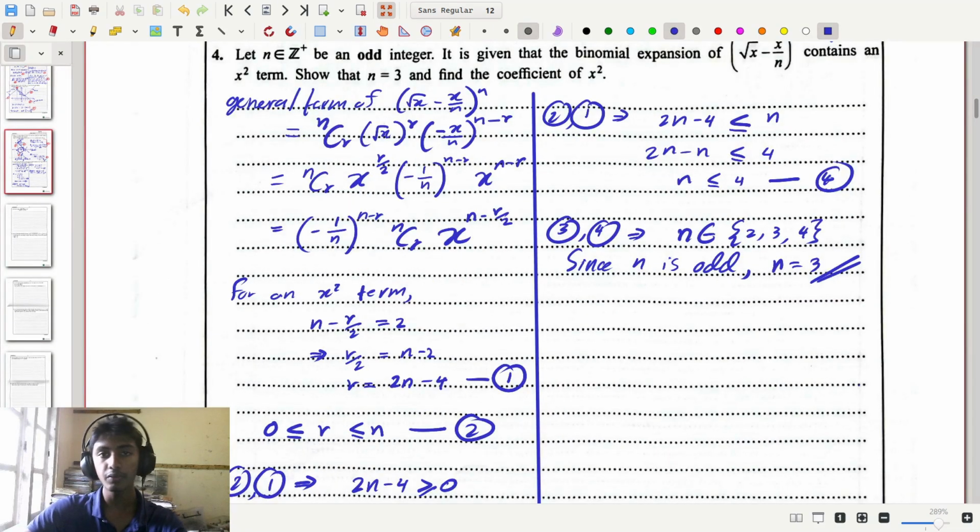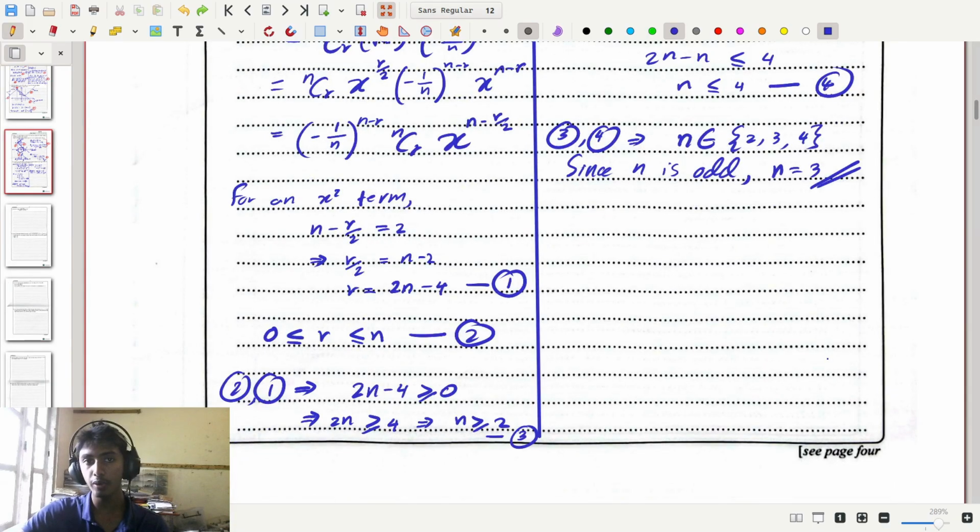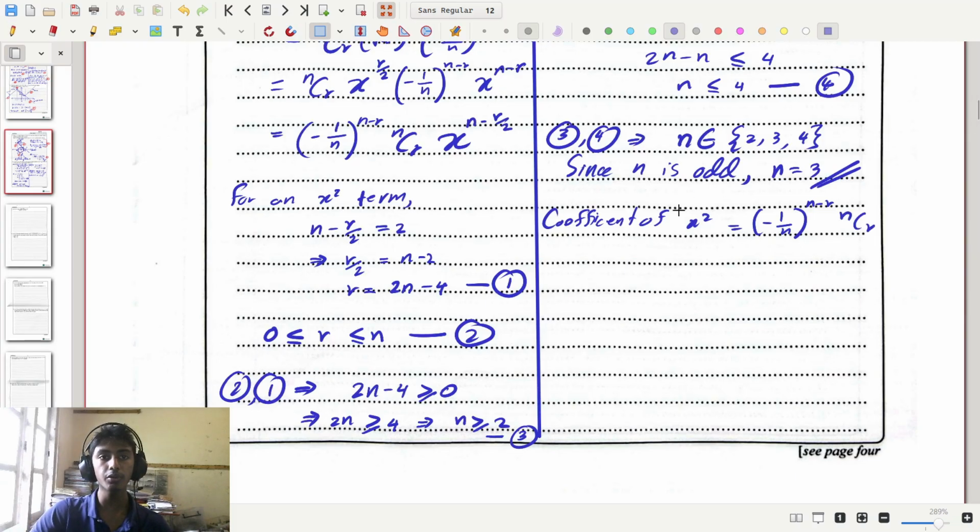Now that we've solved that, we can finally find the coefficient of x squared that they've been looking for. If we consider the coefficient of x squared from the equation that we derived over here, the coefficient of x squared is going to be negative 1 divided by n to the power of (n minus r) times n choose r. Now in this particular case, since n is equal to 3, from equation number 1, we can find the corresponding value of r that's going to give us an x squared term.